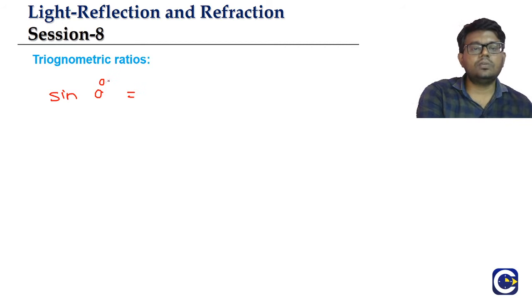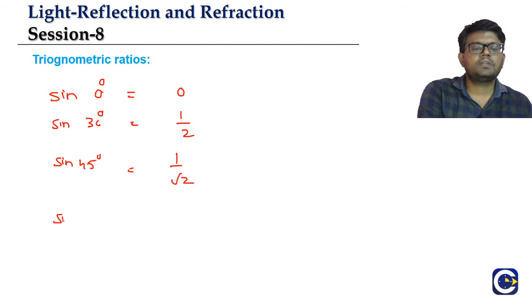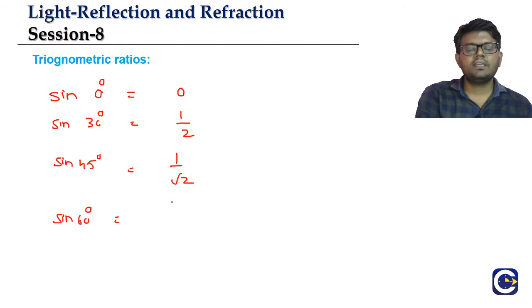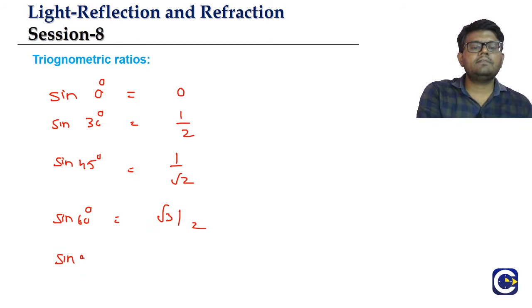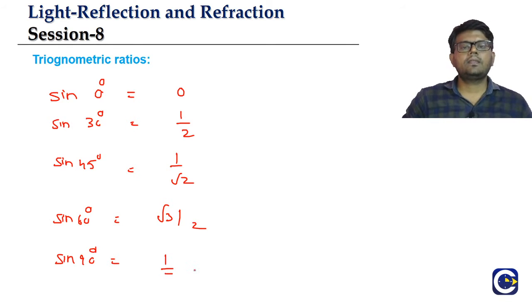If the angle is 0 degrees, sine 0 will be 0. If the angle is 30 degrees, then sine 30 will be half. If the angle is 45, then sine 45 will be 1 by root 2. If the angle is 60 degrees, these are some of the common angles we see, then sine 60 will be root 3 by 2. If the angle is 90, then sine 90 will be equal to 1. So just try and remember these values, guys. Beyond that, in physics we will not get questions.